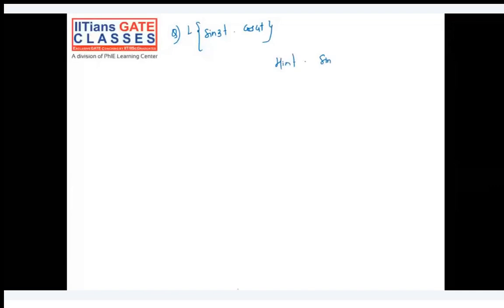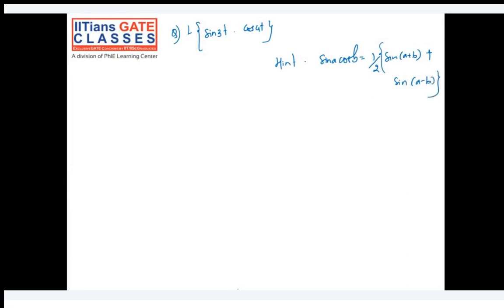So the hint here is: sine A cos B is equal to half of sine of A plus B plus sine of A minus B. Correct? This formula you can use. For 2 sine A cos B, you can write sine of A plus B plus sine of A minus B. So using this you can solve this question.